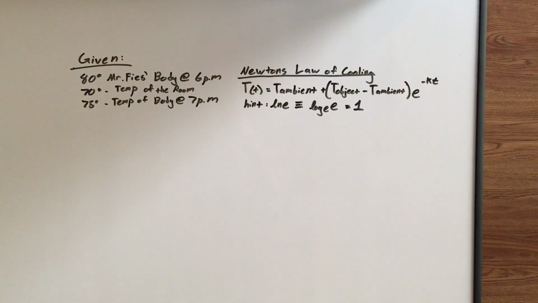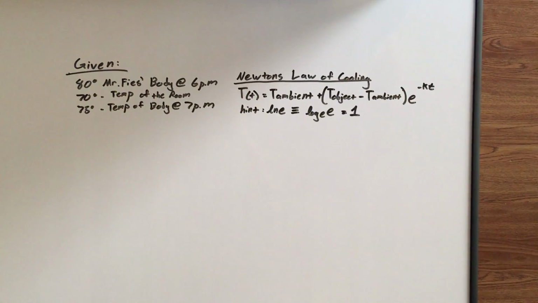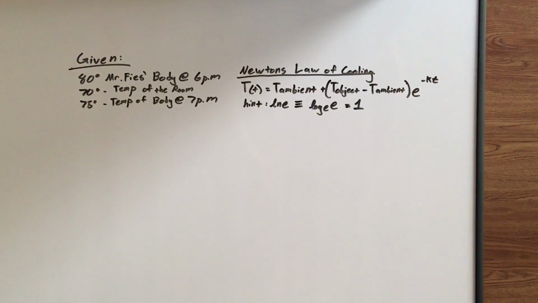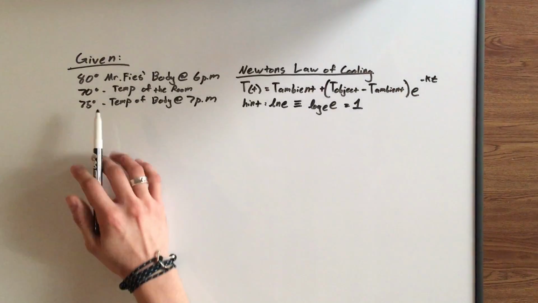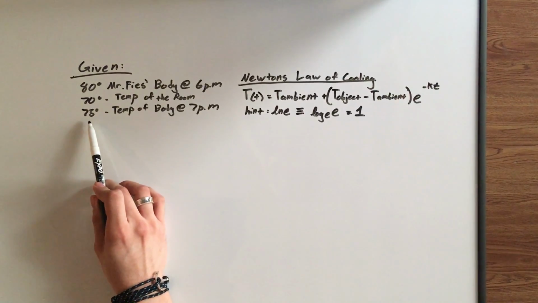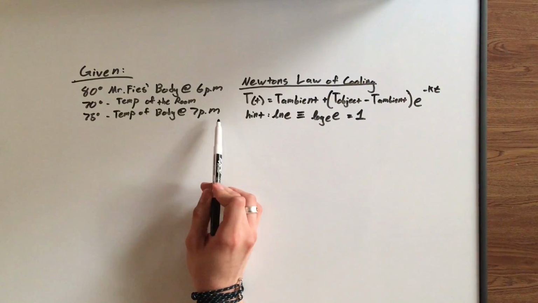Okay guys, so it finally happened and Mr. Fies ended up dying. When we found him at 6 p.m., his body was 80 degrees. Now the room temperature was 70 degrees. And then when the police arrived, his body was 75 degrees, which was at 7 p.m.